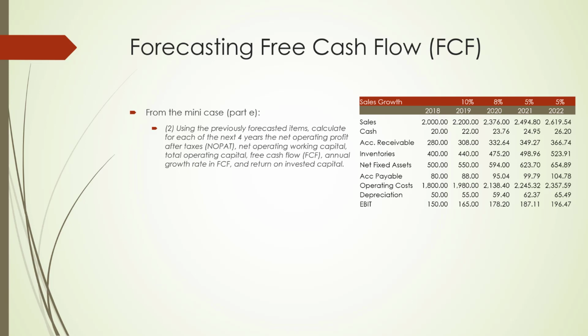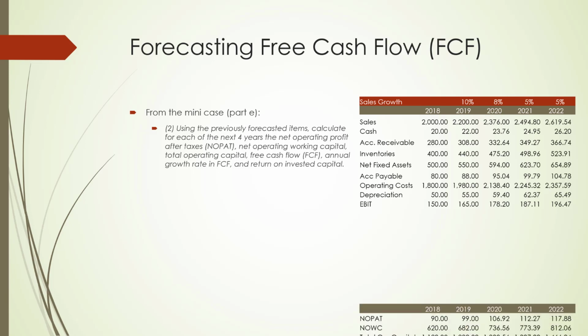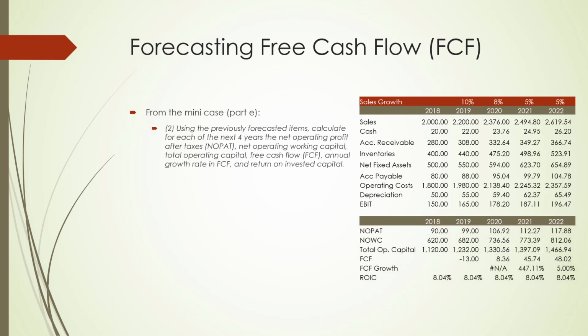And so also from Part E, they say using the previously forecasted items, which you see on the screen, calculate for each of the next 4 years the net operating profit after tax, that's NOPAT, net operating working capital, total operating capital, free cash flow, and the annual growth rate in free cash flow, and the return on invested capital, ROIC. Okay? So first, let's take a look at NOPAT.